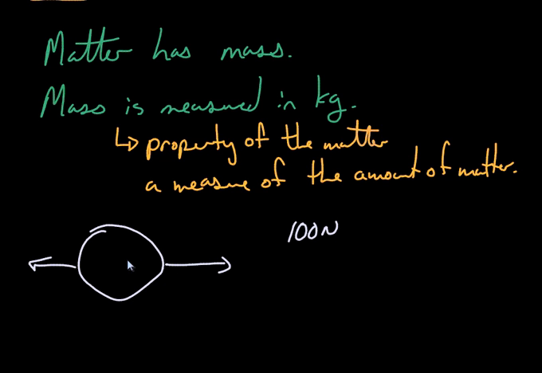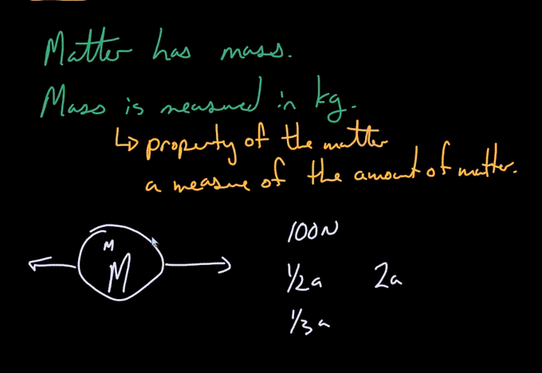Now let's say that we double the amount of mass. What if we push it with the same force? What can we expect to happen with the acceleration? We've got double the mass but the same force. We'll have half the acceleration. If we triple the mass, we'll have a third the acceleration. If we halve the mass, we'll have double the acceleration. So for a set force, the acceleration is dictated by how much mass there is.